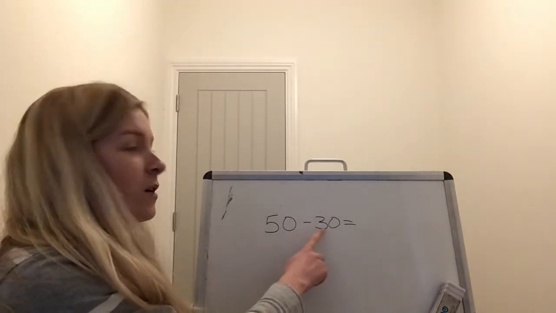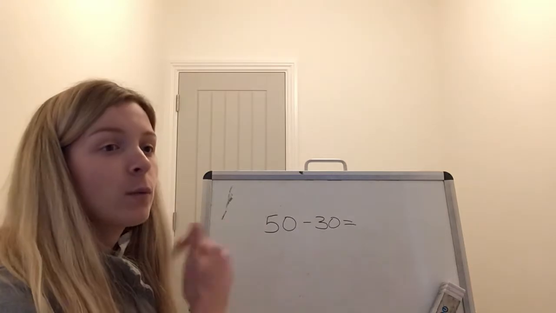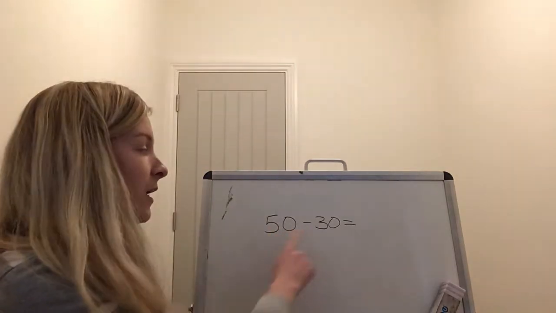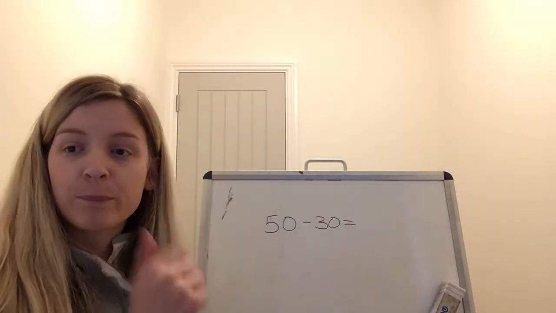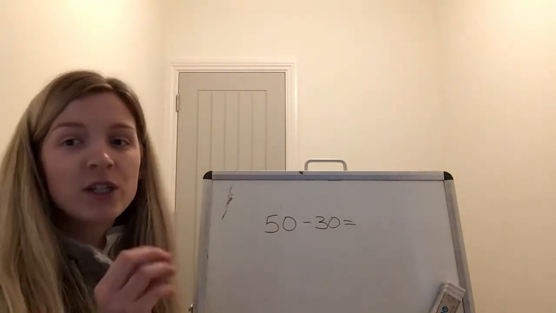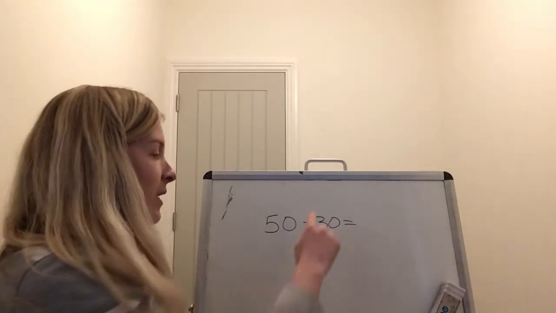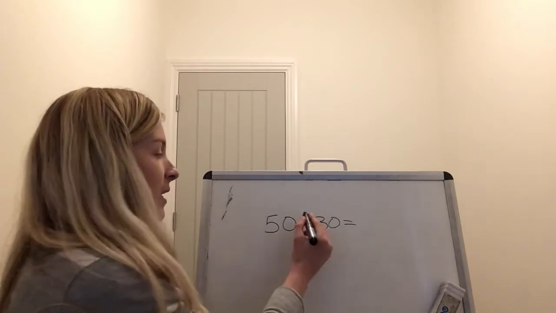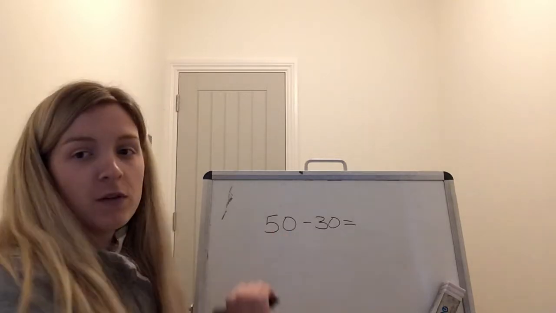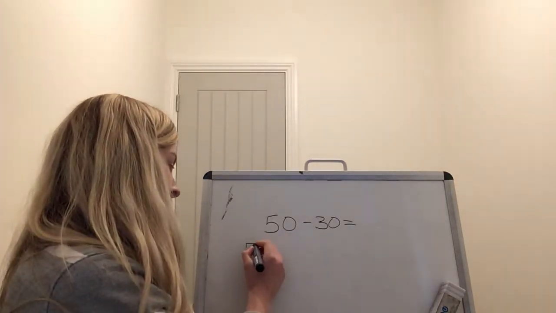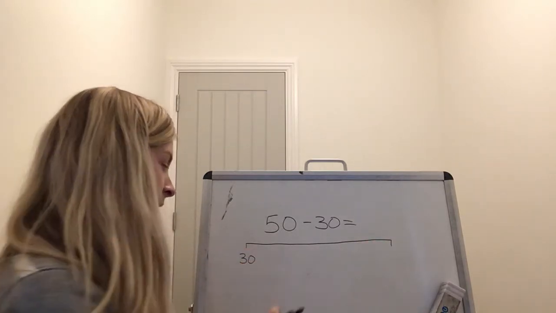instead of doing a takeaway, I could start at the number 30 and count on in tens until I get to 50. So 30, 40, 50. That's 20. So if we just use a number line to show that, we're going to be starting at this number here, this smaller number here, and we're going to be finding the difference, all the numbers between 30 and 50. So, if I draw myself a number line, I'm going to start at 30.